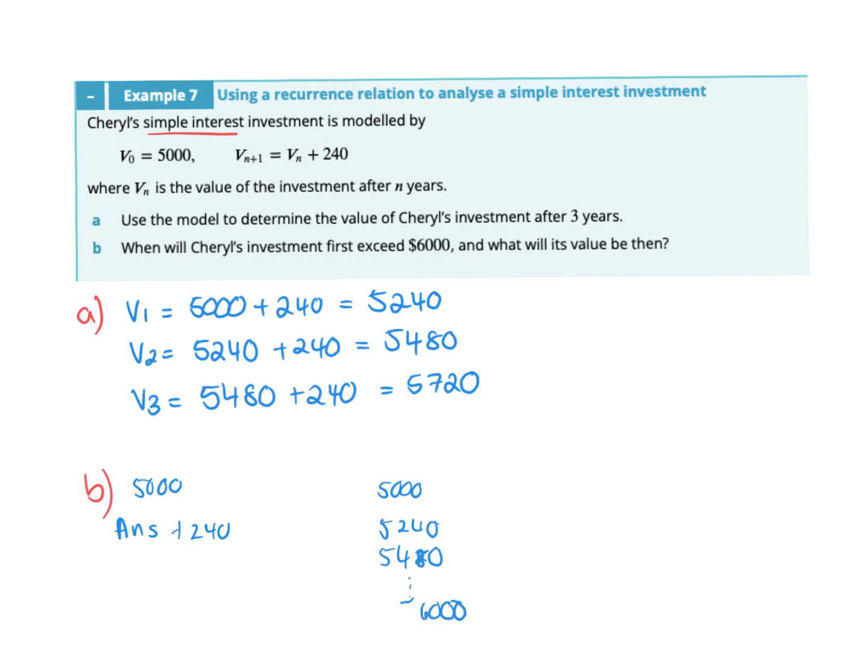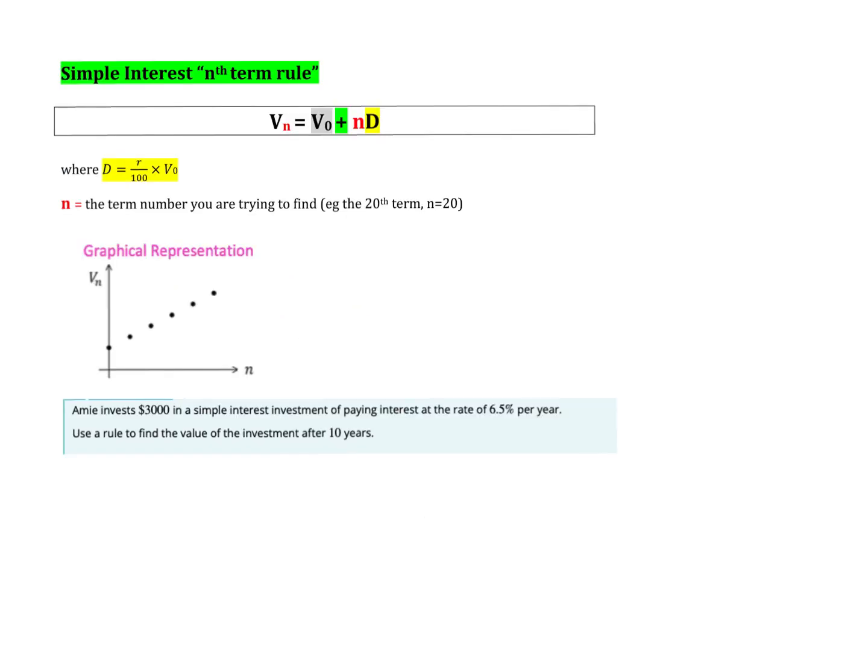And then how many times did it take to get to that 6,000? We kept doing that and we saw this was after 1, 2, 3, 4, 5. So when will the investment first exceed 6,000, you just have to show the first one over it. So don't worry that it's not exactly 6,000, and you just say after 5 years. Okay, so that was the simple interest recurrence formula.